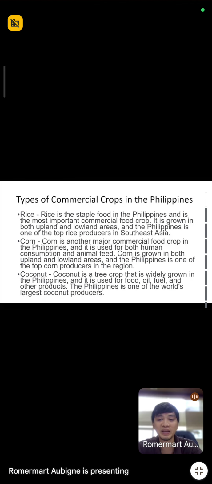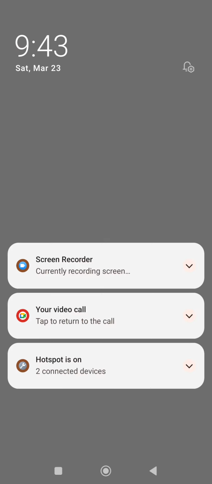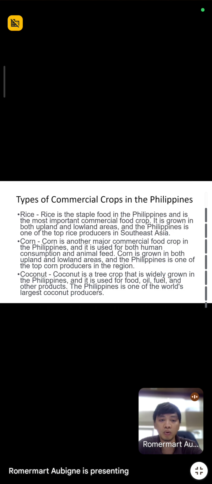Then corn is another major commercial food crop in the Philippines, and it's used for both human consumption and animal feed. Corn is grown in both upland and lowland areas. The Philippines is one of the top corn producers in the region. The next is coconut. Coconut is a crop that's widely grown in the Philippines. It's used also for food, fuel, oil, and other products. The Philippines is one of the world's largest coconut producers.